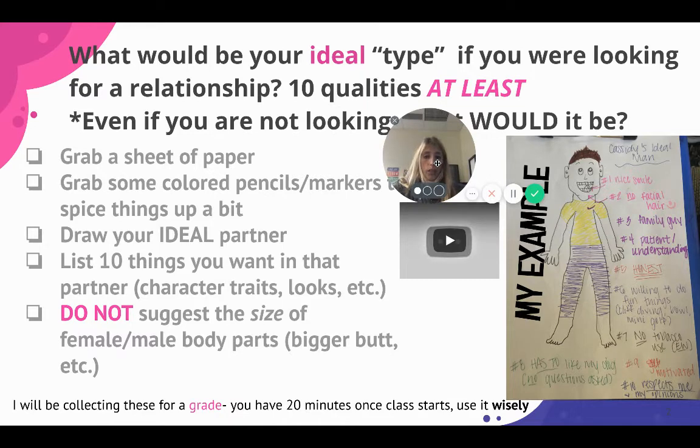I will be collecting these for a grade. Obviously, in class, we would have had 20 minutes, but for today's activity, you'll be doing it on your own time at home. So go ahead and do that before you continue this lesson. You can pause it, get out your paper, draw your thing, take a picture of it, submit it on Canvas, and then I'm going to go through a little bit of this PowerPoint.